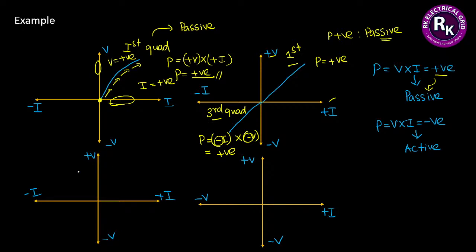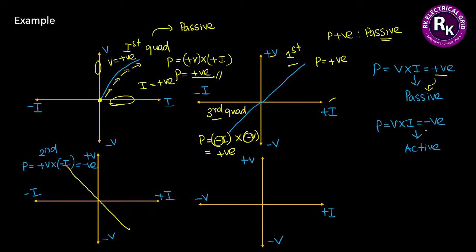Similarly, let us take a few more graphs. Let me take some graph like this. Can you please give the answer now for this? Take this one. Sir, this is the second quadrant, right? In the second quadrant, if you estimate the power value, it is the product of voltage, which is positive, into current. Current is negative, sir. Minus into plus will become minus. So it is negative power.